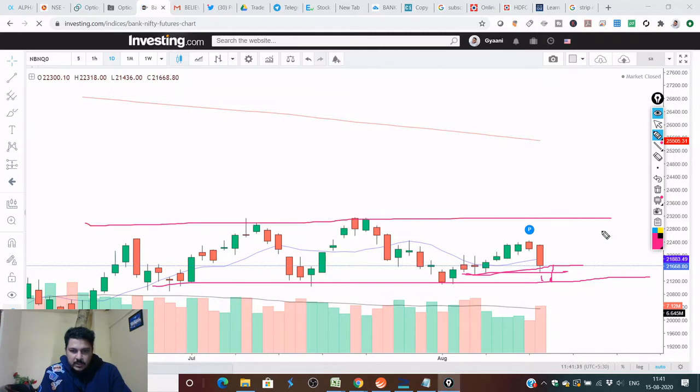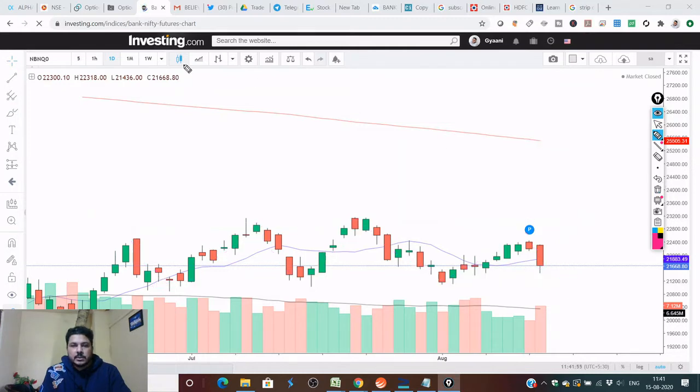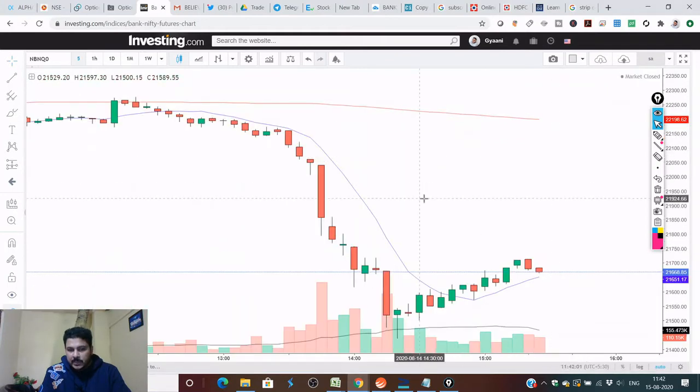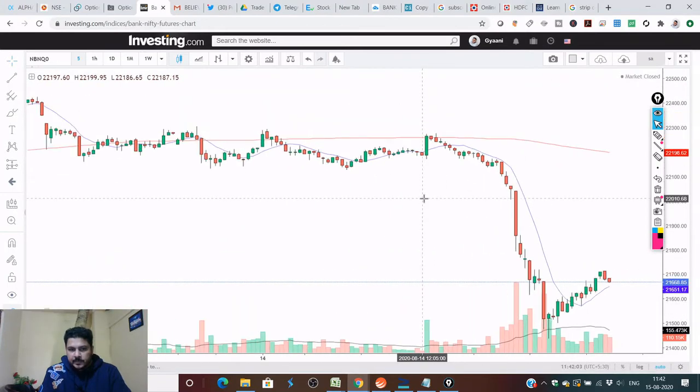This has been consolidating in this range for quite some time now. This is a daily chart. If it breaks this side, then there is a fall. If it takes a bounce this side, then the uptrend will continue till this level. Okay, so now let's analyze this on a 5-minute chart and see what happened on Friday.